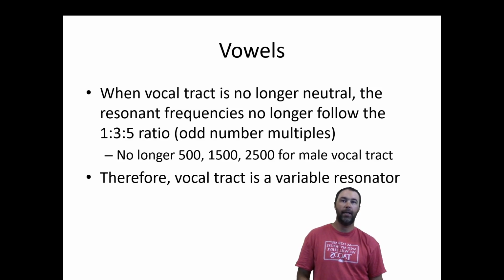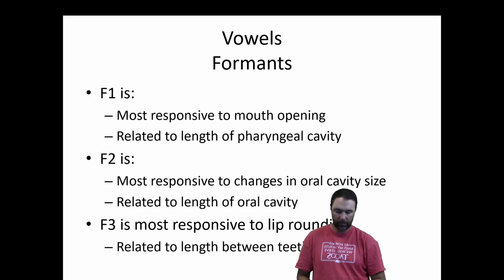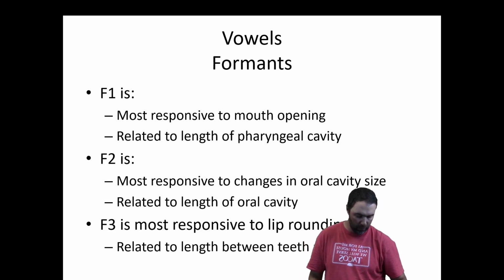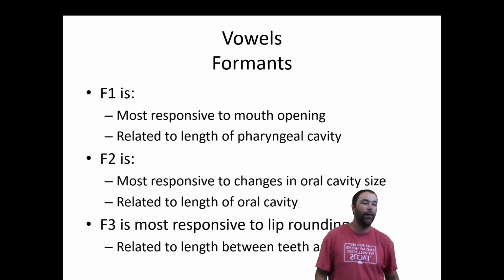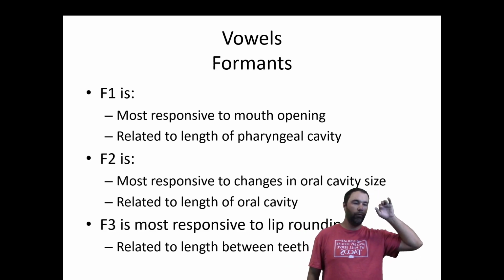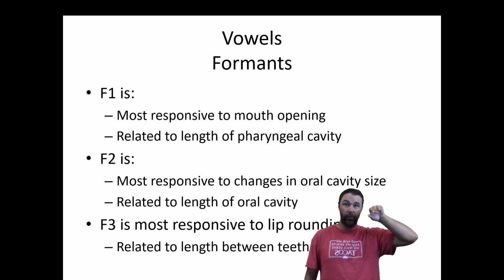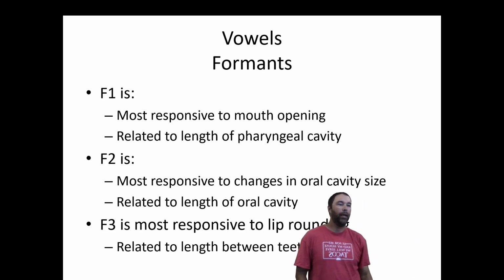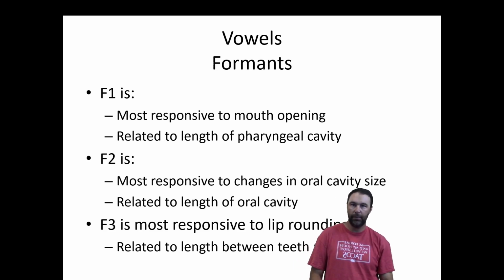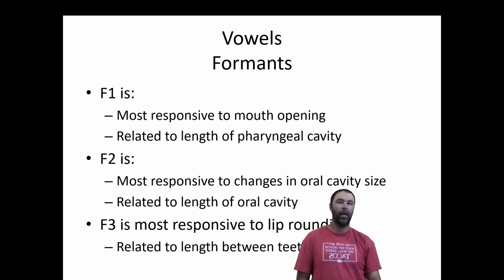So how do I go about changing each of these? With F1, the easiest way to change that a lot of times is going to be from the mouth opening. We open the mouth, we scoot the tongue forward, we've made a bigger pharyngeal cavity. A lot of times when we have a really big F1, we're going to have a tongue that's very far into the oral cavity. If I have a really small F1, we're going to have that tongue way in the back. So when we move our tongue, a lot of times that's going to have a drastic effect on F1.